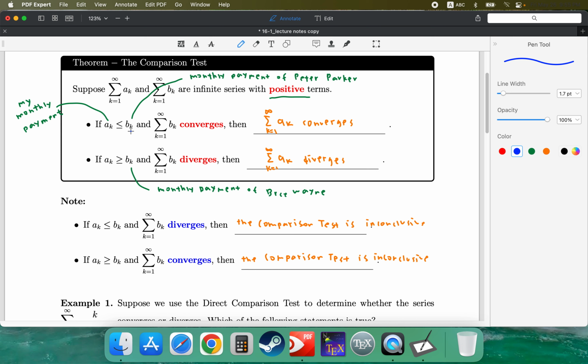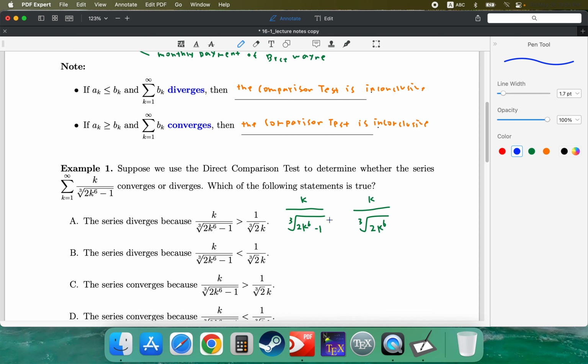So right here, we have two fractions. And you can see that the numerators are the same. So let's take a look at the denominators only. Which denominator is larger? This one, right, because this is 2k to the 6 minus 1. 2k to the 6 minus 1 will be less than 2k to the 6. So this is a larger denominator, and this is a smaller denominator.